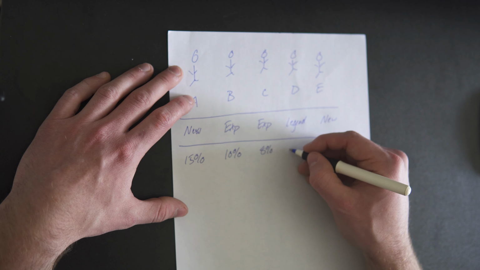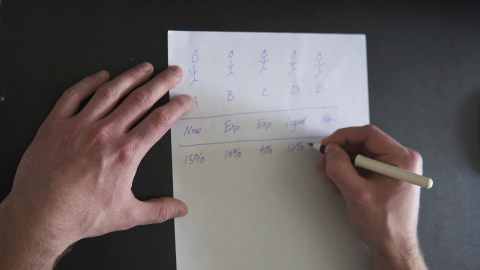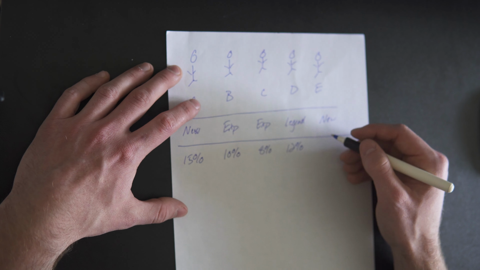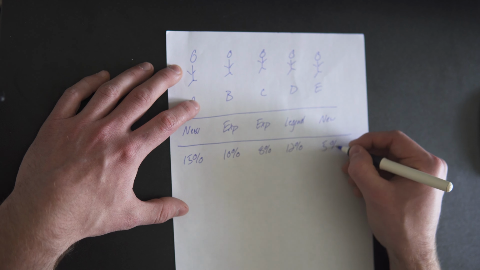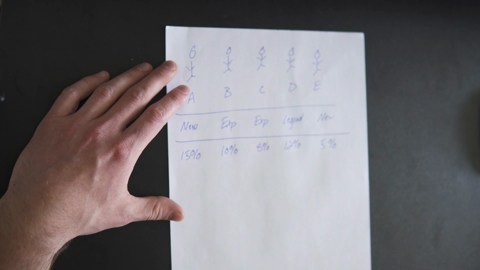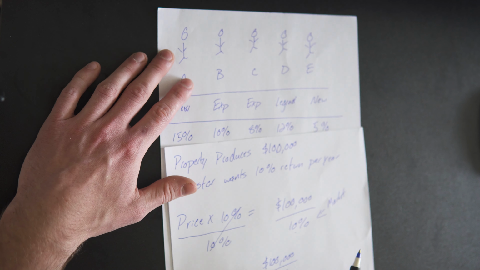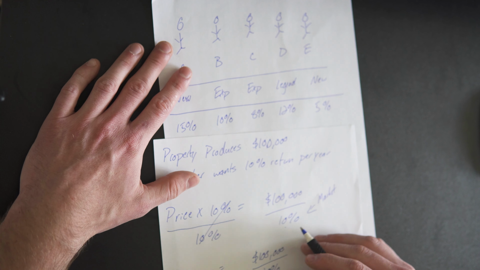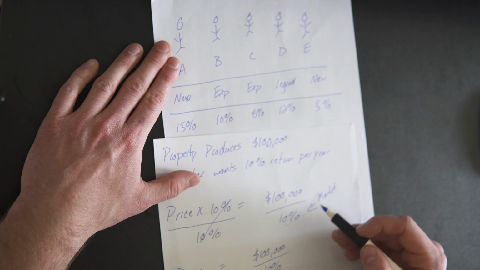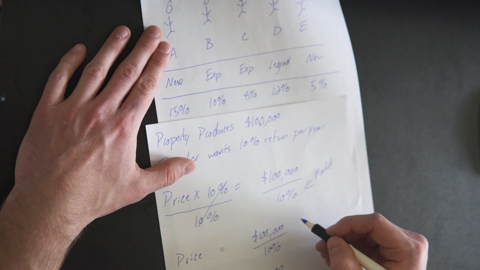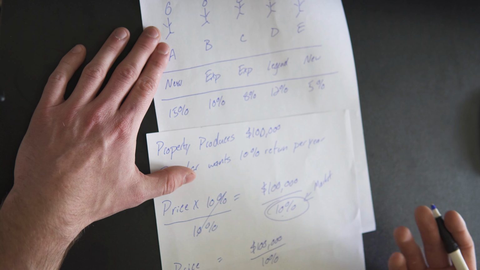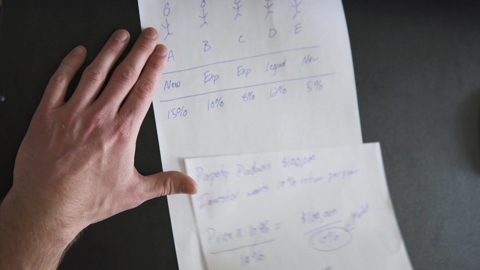Maybe the Legend here has a 12% desired rate of return. And then maybe buyer E is so new they don't know what's going on and they are comfortable with a 5% rate of return. So if we think back to our calculation here, all of these guys are willing to pay a different price based off of their desired rate of return. 10% is what we made up.